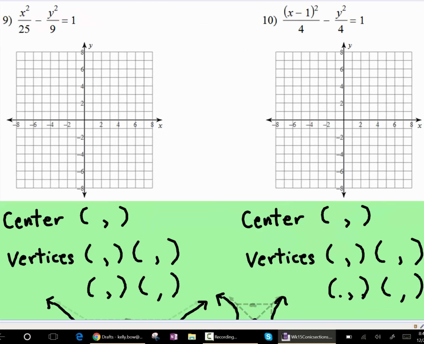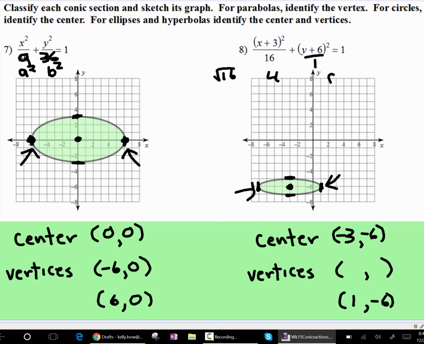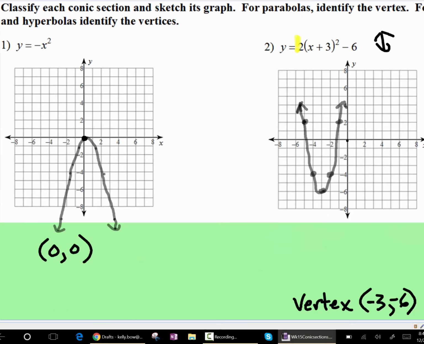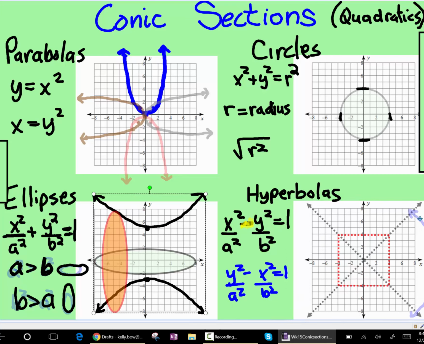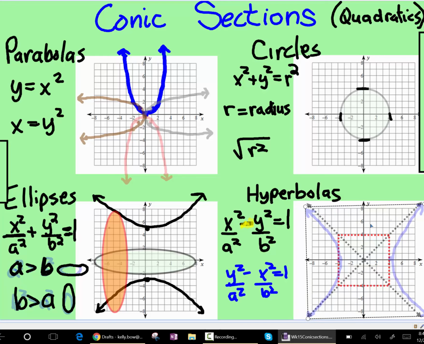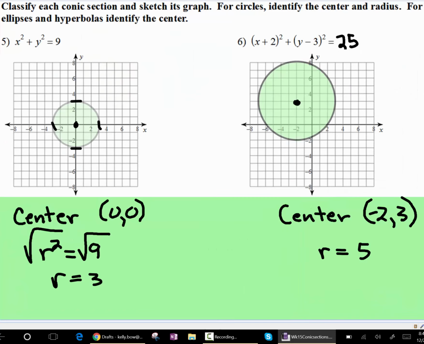All right. For the hyperbola, remember, the hyperbola is going to look like this if it's y squared minus x squared. And if it's x squared minus y squared, it's going to look like this. All right, so let's get back.